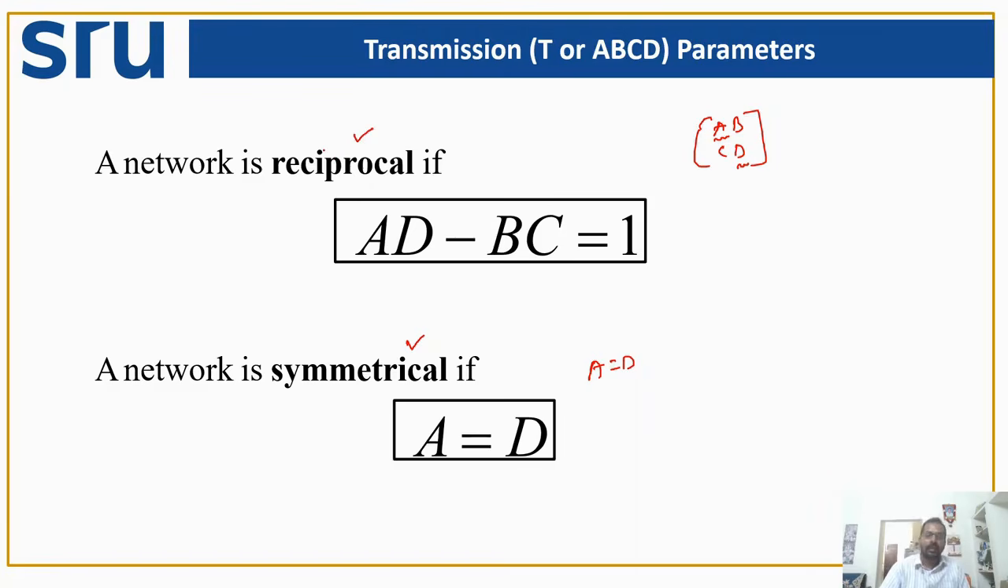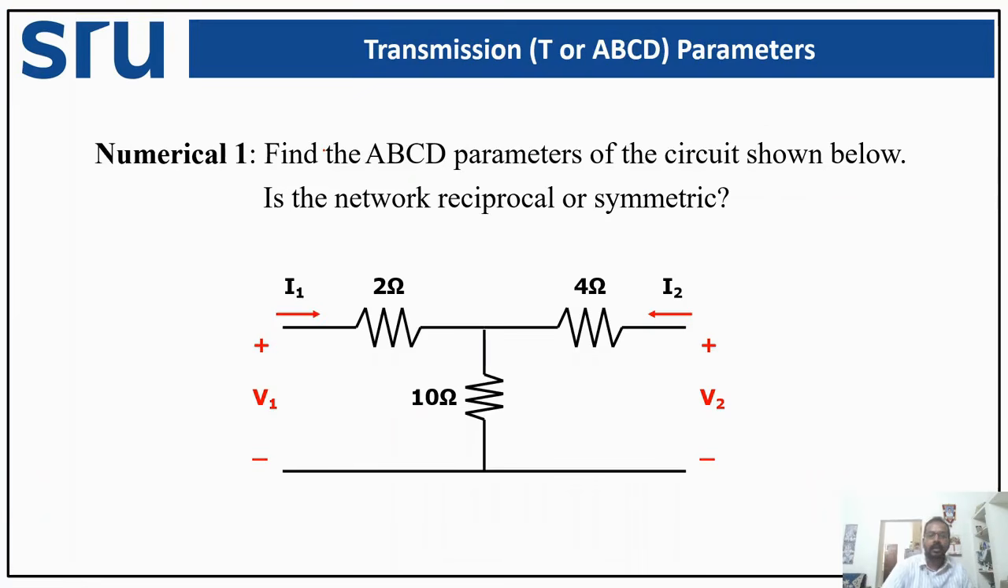Right? So let us solve one numerical for ABCD parameters. Let us take a small example over here. Our objective here is to find the ABCD parameters for the given circuit and check whether the given circuit is reciprocal or symmetrical or both. We say the circuit is reciprocal when the determinant of the ABCD parameter matrix is equal to 1, or symmetric whenever the A parameter is equal to the D parameter. So let us solve this one.